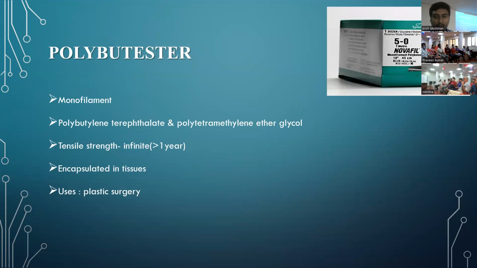Polybutester is a monofilament derived from polybutylene terephthalate and polytetramethylene ether glycol. Its tensile strength is infinite and it is encapsulated in the tissues. It is generally used in plastic surgery.